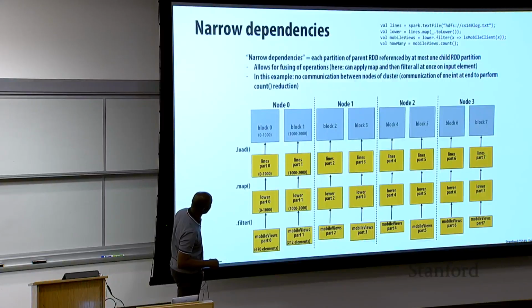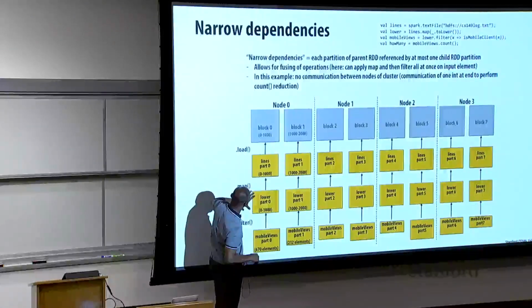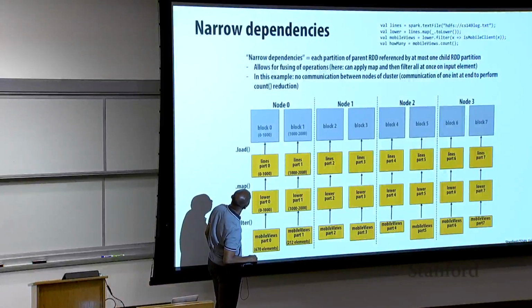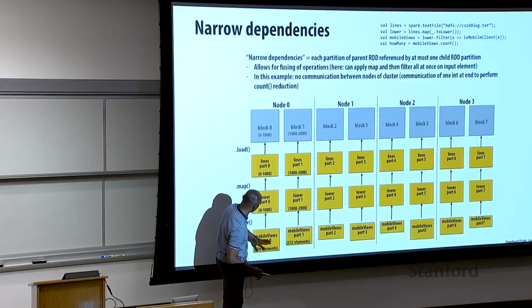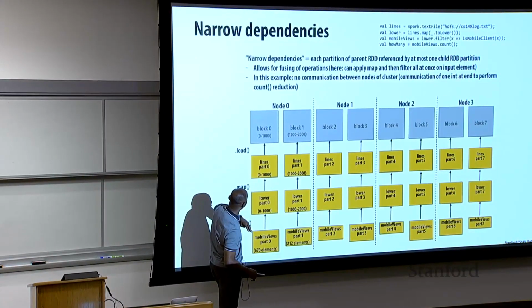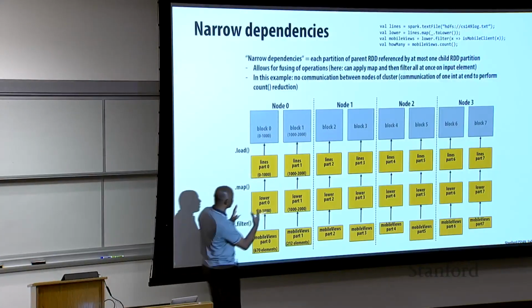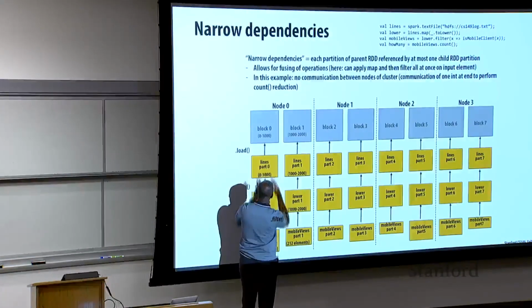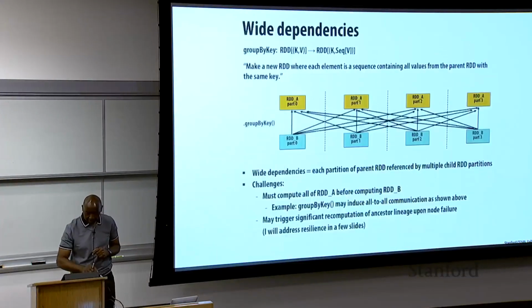So we have this notion of narrow dependencies where one RDD only depends on one other partition, right? These are called narrow dependencies. So partition 0 of mobile views is dependent on partition 0 of lower, which is dependent on partition 0 of lines, which is dependent on block 0. So these are narrow dependencies in that an RDD only depends on one other partition of an RDD.